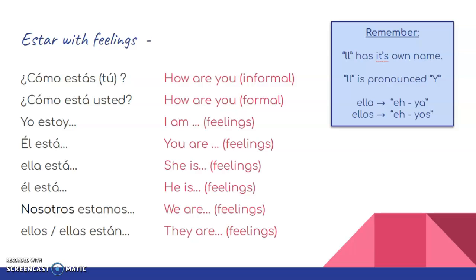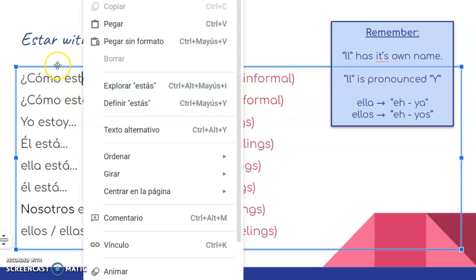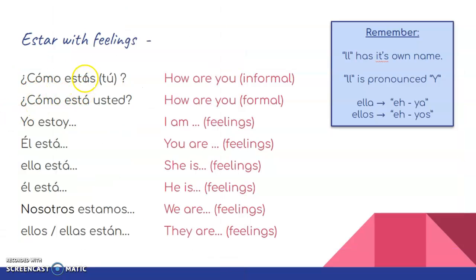All right, we're going to talk about estar with feeling. We talked about yo estoy, I am feeling. We need to talk about everybody else. So if I said, ¿Cómo estás tú? Remember we have tú from earlier on last week, meaning you, an informal you. And then, ¿Cómo está usted? Meaning you as a formal way of you. Look at the difference here. Estás, and an AS. Estás tú. Está usted. They have different endings.